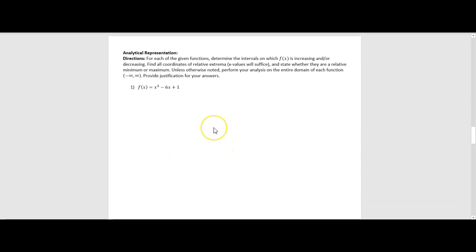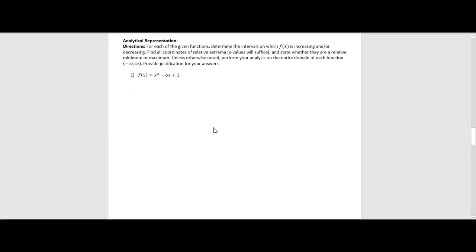Okay, let's now jump to one example of an algebraic function. And for this function, we are asked to determine the intervals on which f of x is increasing and or decreasing, and find all coordinates of the relative extrema, and you only have to give the x values. Then you're going to need to state whether they are relative minimum or maximum. Unless otherwise noted, perform your analysis on the entire domain of each function, -infinity to infinity, and provide justification for your answers.